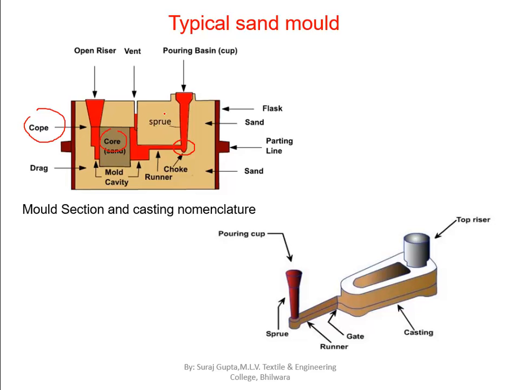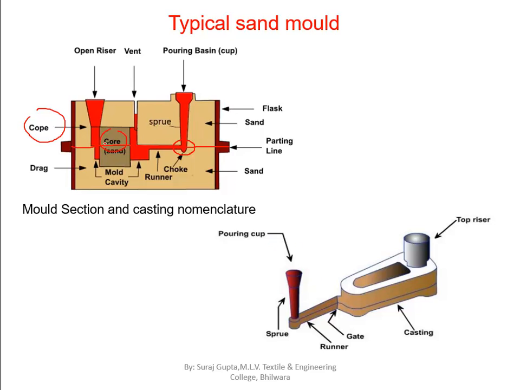This is the sprue, and this center line is known as the parting line. So this is a runner, and this space is known as the mold cavity. This mold cavity is used to make the product as it is. This means if the liquid metal fills this space, the product will be hollow if this core is used.